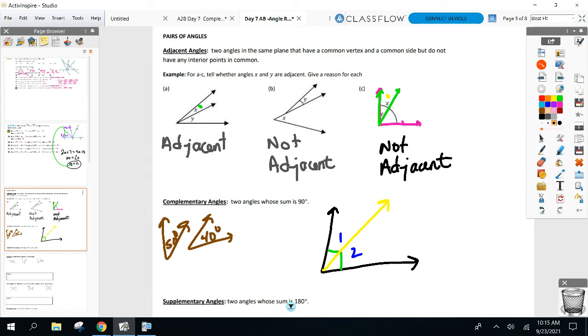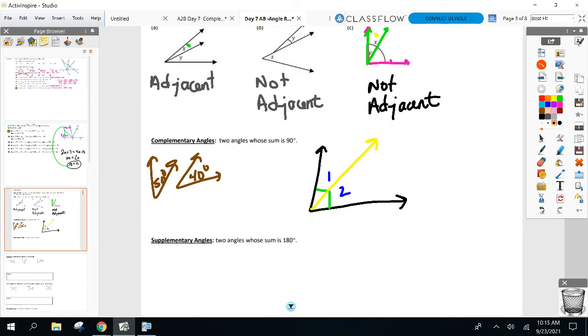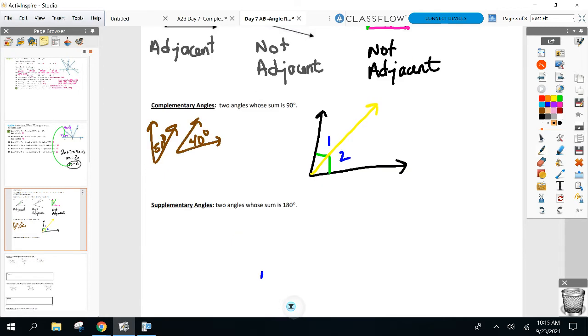Great. More you want. Supplementary. Not add to 90, but add to 180. That's two angles still. Two angles that add up to 180. Can't be three or more. All right, so again, I'll do the old elementary school version and then the version I need you to be familiar with.